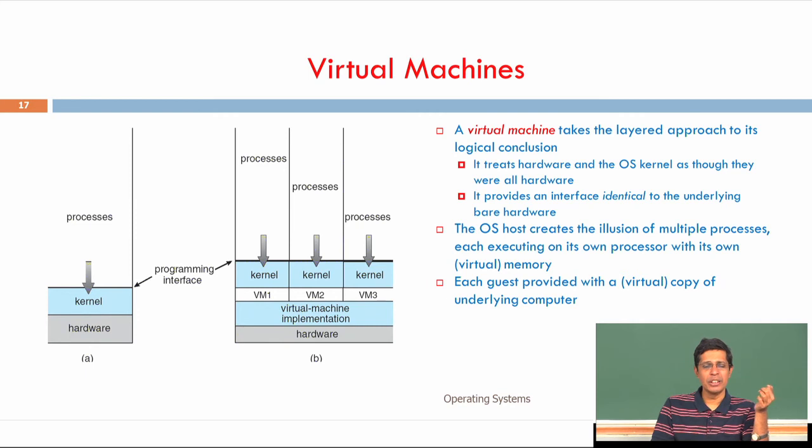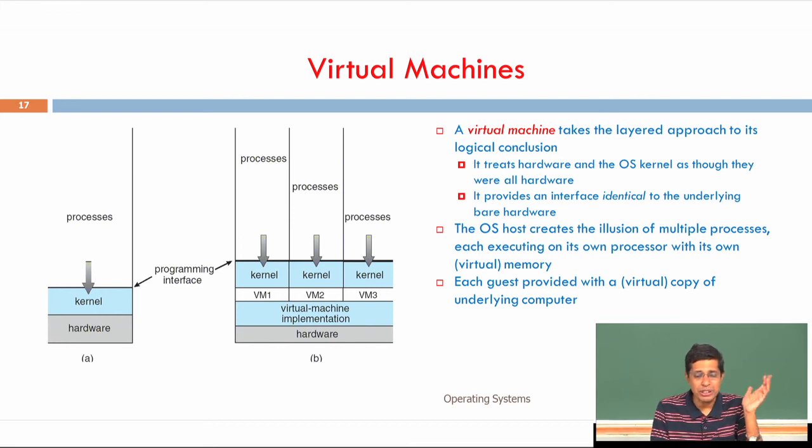What we normally see in a normal machine is that there is hardware, which you see on the extreme left of your screen. Then there is a kernel executing on the hardware, and there are processes executing on that kernel, utilizing the hardware through the kernel interface. So there is only one operating system, and this hardware is dedicated to this operating system.